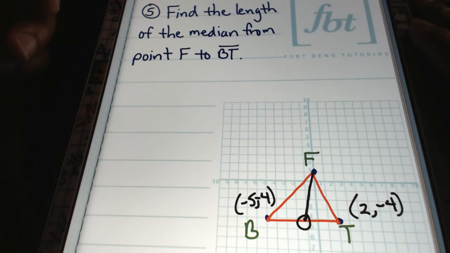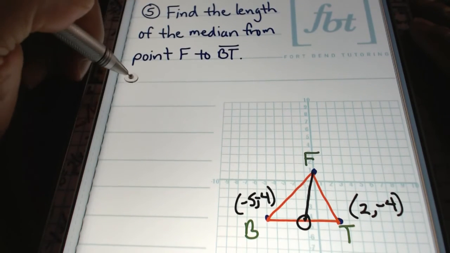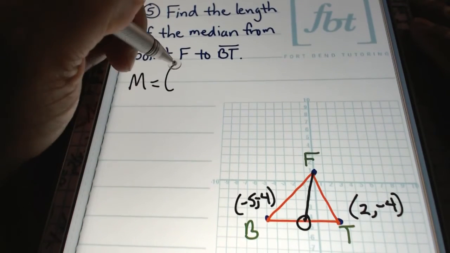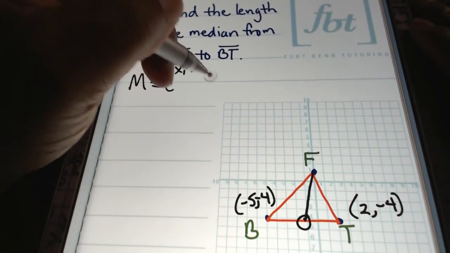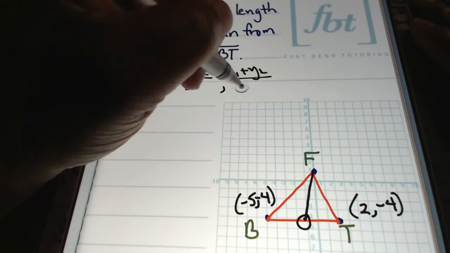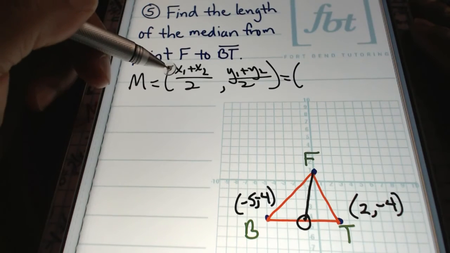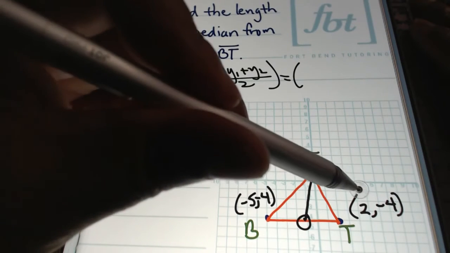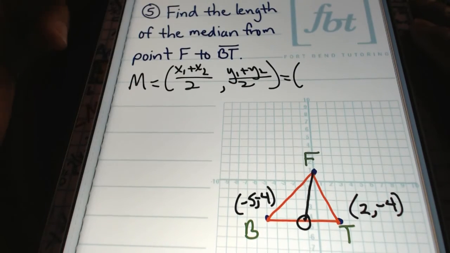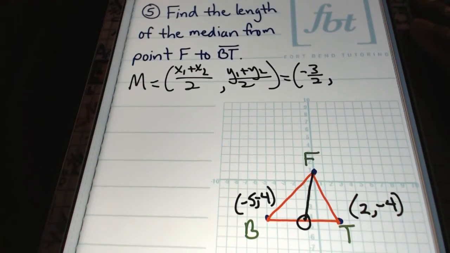Then, moving on, let's look at the midpoint between these two points. Using the midpoint formula from earlier, x1 plus x2 divided by 2, and y1 plus y2 divided by 2, let's plug these values in. Negative 5 plus 2 gives us negative 3, and we divide that by 2 to get negative 3 halves.